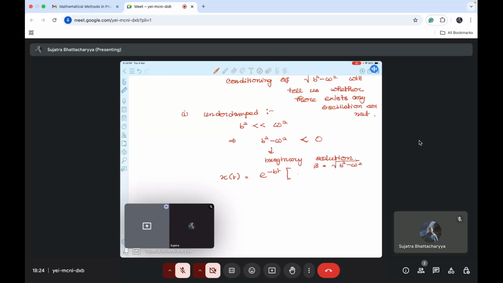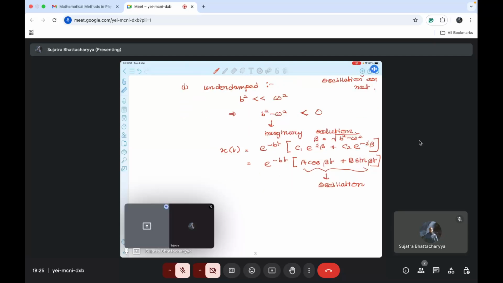So can I write this as c1 e to the power iota beta plus c2 e to the power minus iota beta? And we know this kind of solution can be written in terms of e times cos beta t plus b sin beta t, right? And this represents some kind of an oscillation. So you will definitely get an oscillation if your damping factor b is much less than omega, but with a damping.